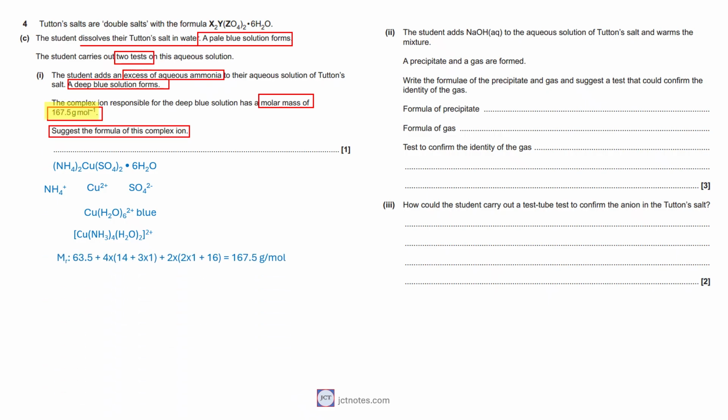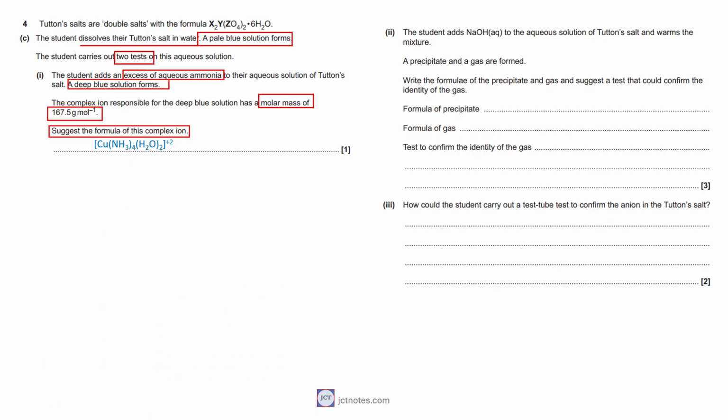If we calculate the relative formula mass of this complex ion, we obtain 167.5 grams per mole, which matches the value given in the question. Therefore, the complex ion is made up of 1 copper ion, 4 ammonia molecules, and 2 water molecules. Remember to include the overall 2 positive charge.